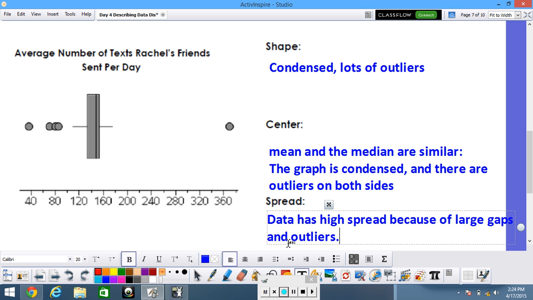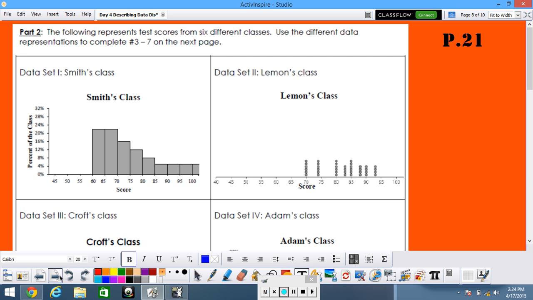All right. So on page 21, you've got 6 graphs. What I want you to start by doing is just looking at these 6 graphs, and I want you to state if they have a skew, if they look normal, and give each one one really quick word. Pause the video and go.